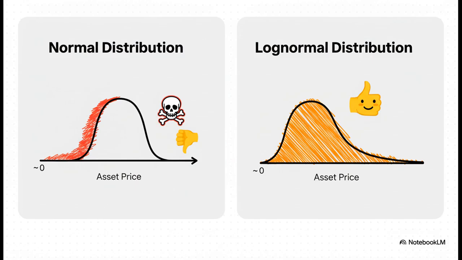So the solution is its cousin, the lognormal distribution. It's brilliant. It starts at zero, so you can't have negative prices. And then it has this long tail stretching out to the right, which perfectly captures the reality of an investment. Your loss is capped at what you put in, but your potential gain is, theoretically, unlimited.